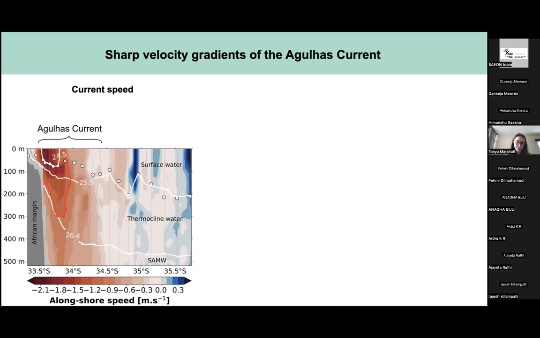And why this is important will become apparent just now. The white contours are indicating the isopycnal boundaries of the water masses, which we're just going to generally define here as surface, thermocline, and subantarctic mode water. So this is the underlying source water. And these white circles are indicating the mixed layer depth.